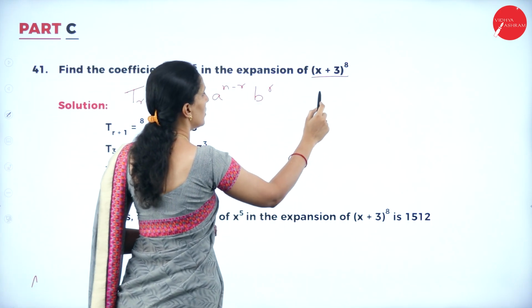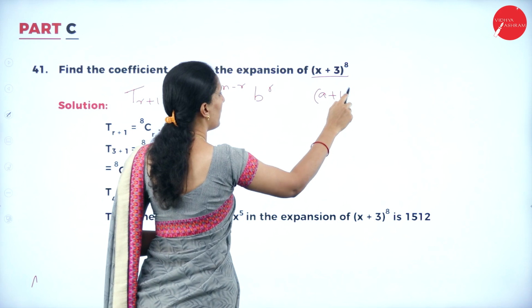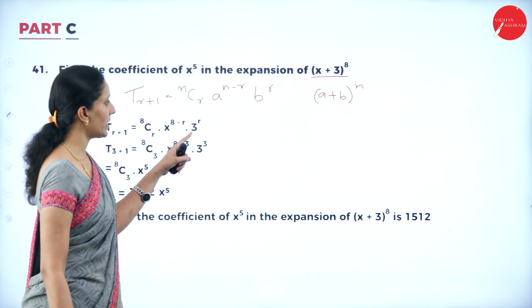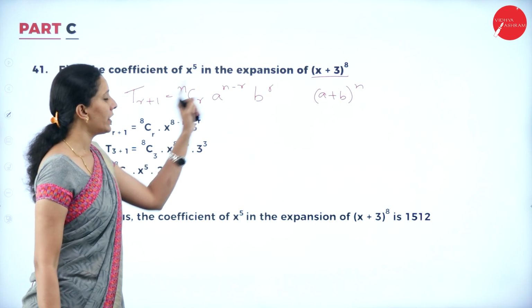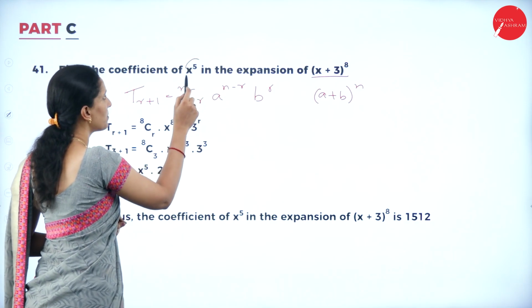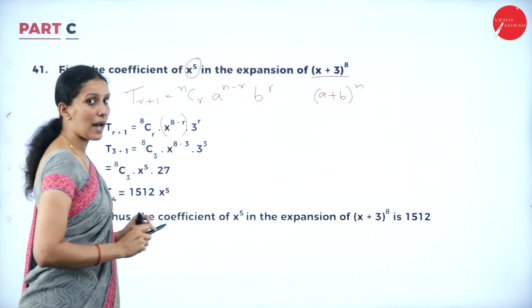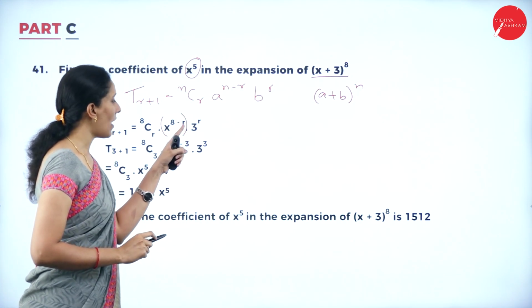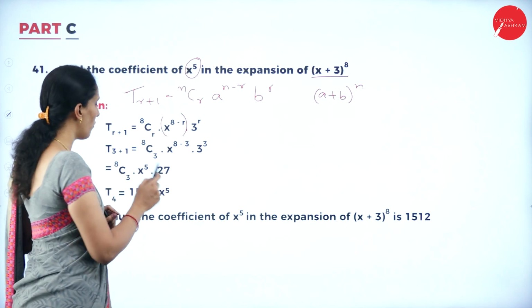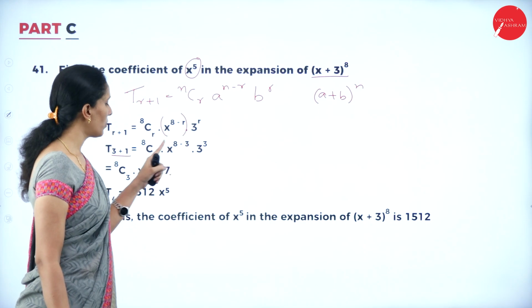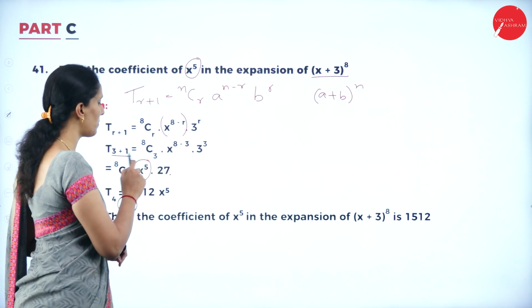See this? You can compare with a plus b whole power n. The value of a is x, the value of b is 3, and r we don't know. Here we need to find x power 5. Here we have a coefficient of x power 8 minus r. Then what must be the value of r so that it becomes 5? Obviously it should be 3. So when you substitute r is equal to 3 here, it becomes x power 5.